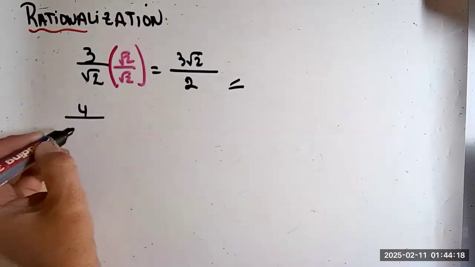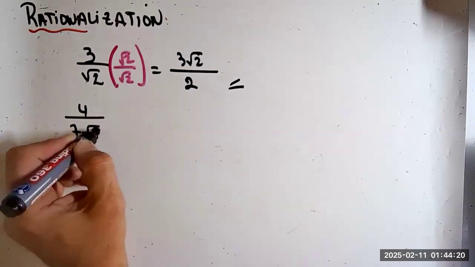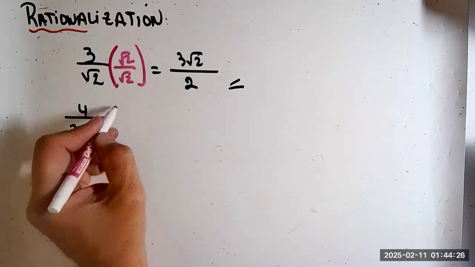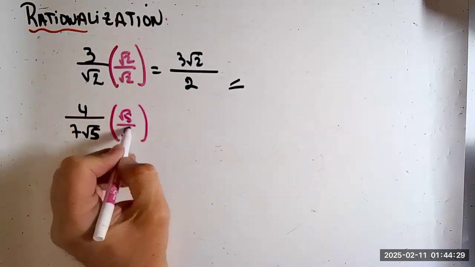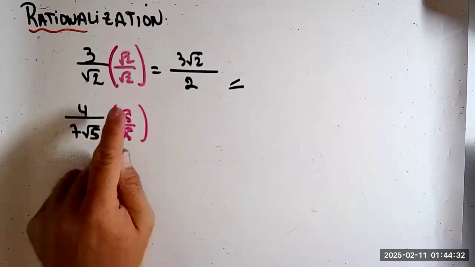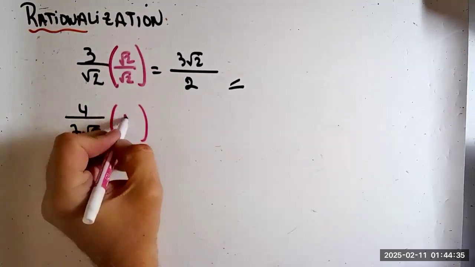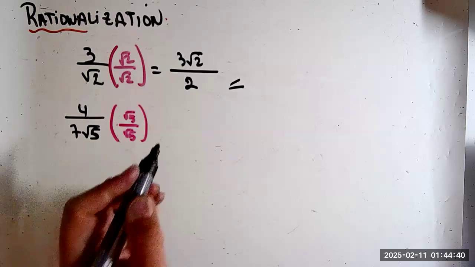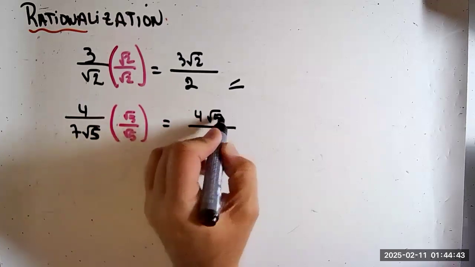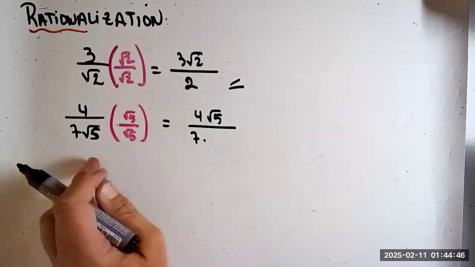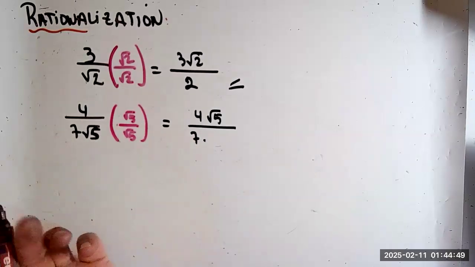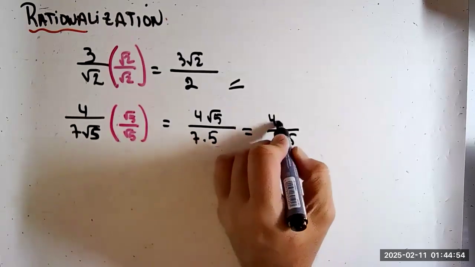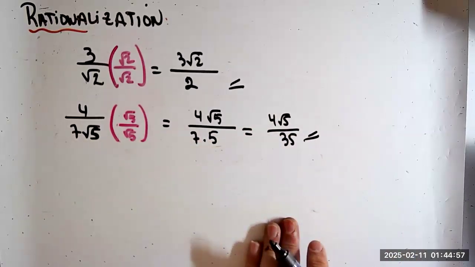If I have the following, 4 divided by 7 times the square root of 5. 7 is happy. We just simply have to work with the square root of 5. So radical 5 over radical 5. So now the numerator is 4 square root of 5. Now I have 7 times radical 5 times radical 5, the square root of 25, which is 5. And 7 times 5, 35, 4 radical 5 over 35, and we're done.